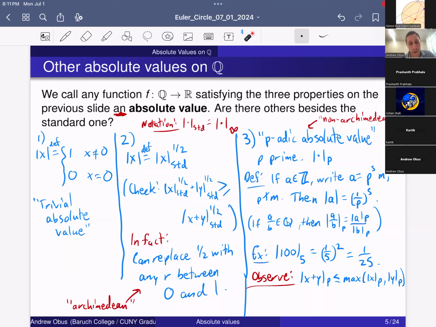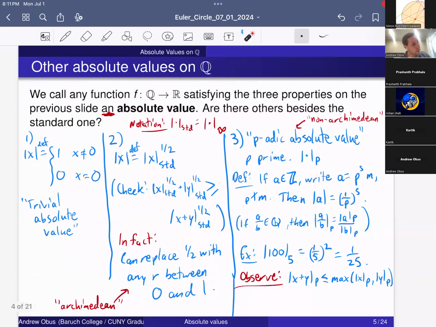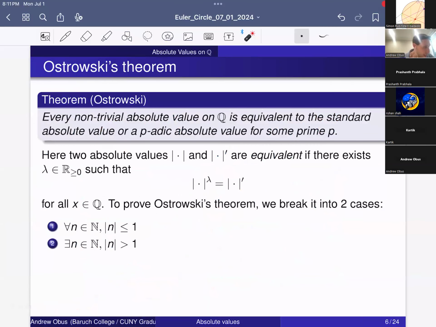And so a question is, is this basically everything? But before I move on to that question, are there any questions on anything I've said so far? It turns out that this is basically everything, and it's a big enough theorem that it gets a name. This is called Ostrowski's theorem.